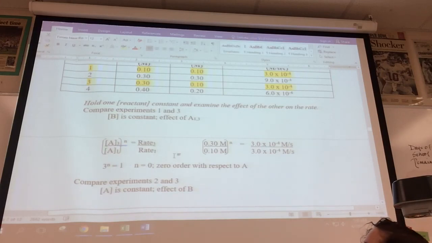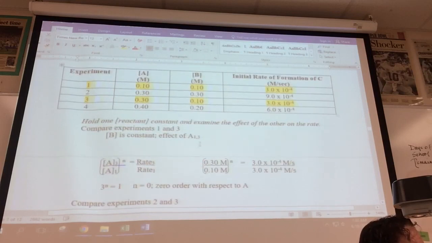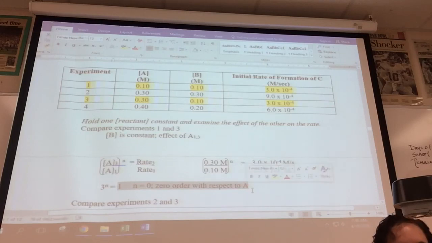It's being temperamental. So we're going to divide the concentration of A in experiment 3 by the concentration of A in experiment 1. Rate of the third over rate of the first. Now we're going to plug those quantities in. We've got 0.3 molar over 0.1 molar raised to the n. Rate of the third over rate of the first. This divided by this is 3 to the n is equal to 1. n is equal to 0, which means you have 0 order with respect to A. Concentration of A will not appear in the rate law because the order with respect to it is 0.